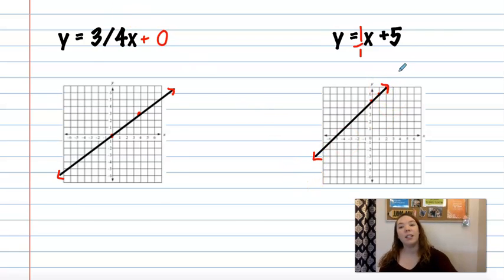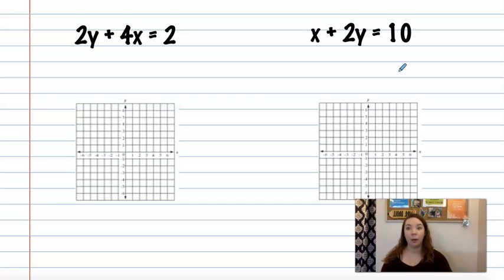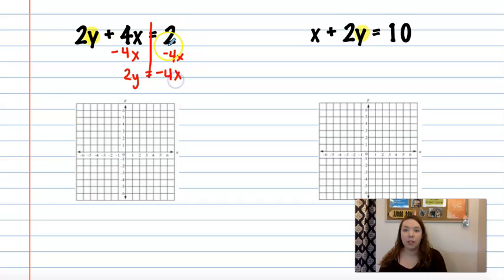All right, now let's look at some that are not currently in slope-intercept form. So I'm going to first isolate y so that it's all by itself on one side of the equation, and then I'll graph it. So I'm, again, trying to isolate y here. So to move things away from it, I'm going to subtract 4x from both sides. And this is a positive 2, so it's plus 2. And then I'm going to divide everything by 2. You have to divide all three pieces. So this will be y equals negative 2x plus 1.